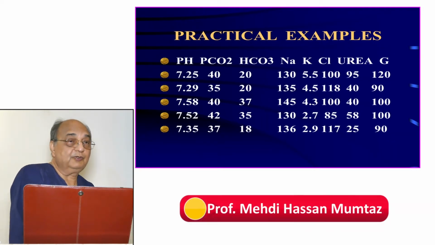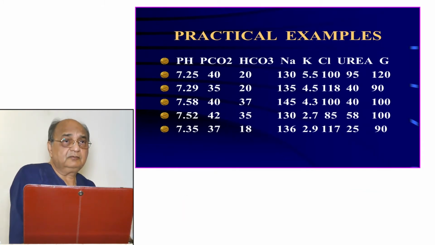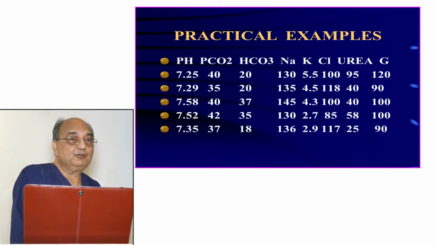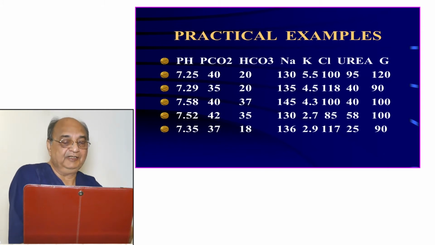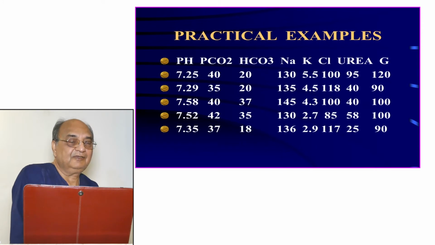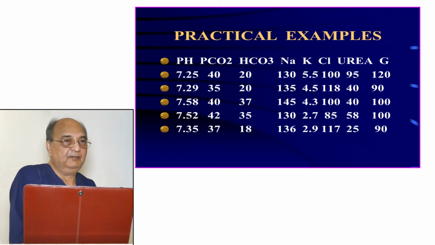Then you look at the sodium. Sodium is slightly low, but sodium is not the main factor. Then potassium is slightly raised. Chloride is normal. And then urea is raised and glucose is raised. So what does it mean? Glomerular failure. There can't be any other cause. If you carefully analyze each parameter, you can reach the diagnosis.